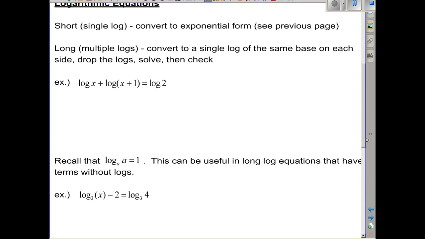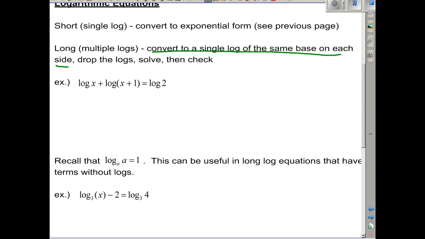Convert to a single log of the same base on each side. At that point, just like we dropped the bases in the last question, you can drop the logs here. You can solve, and then you need to check, because you may end up with what's called extraneous solutions. Solutions that look like they work for the version of the equation that you're working with, but don't actually work in the original equation.